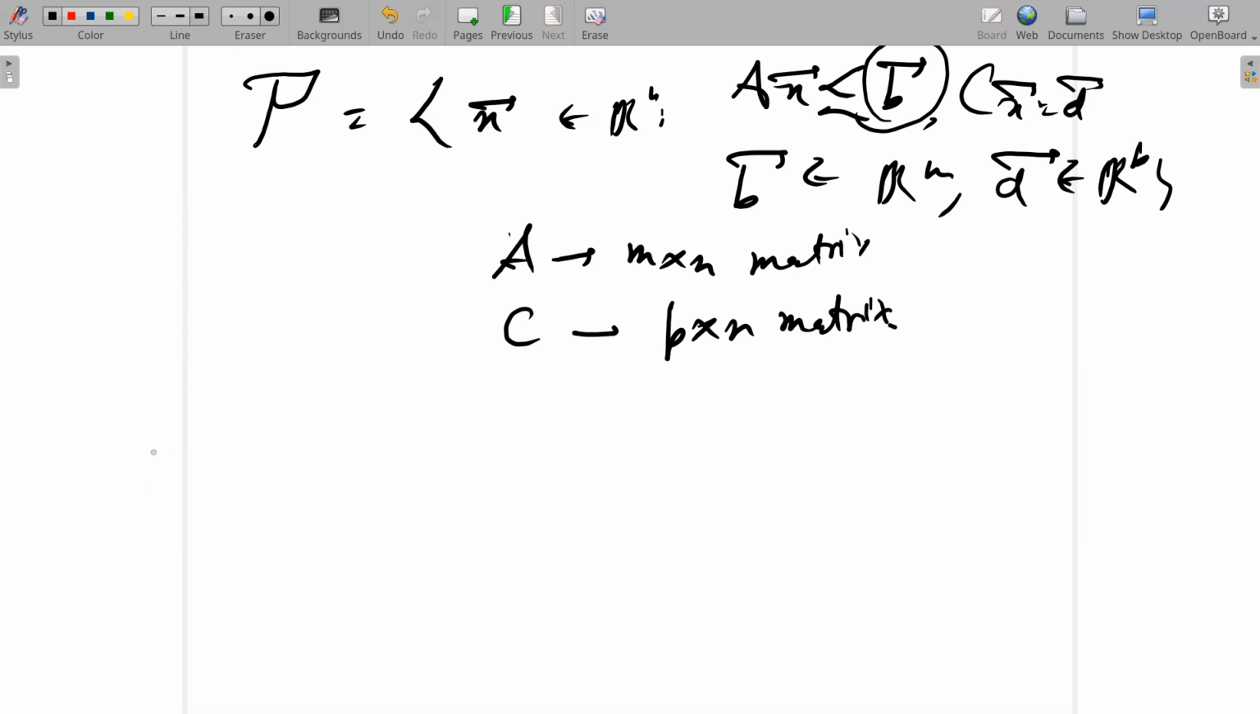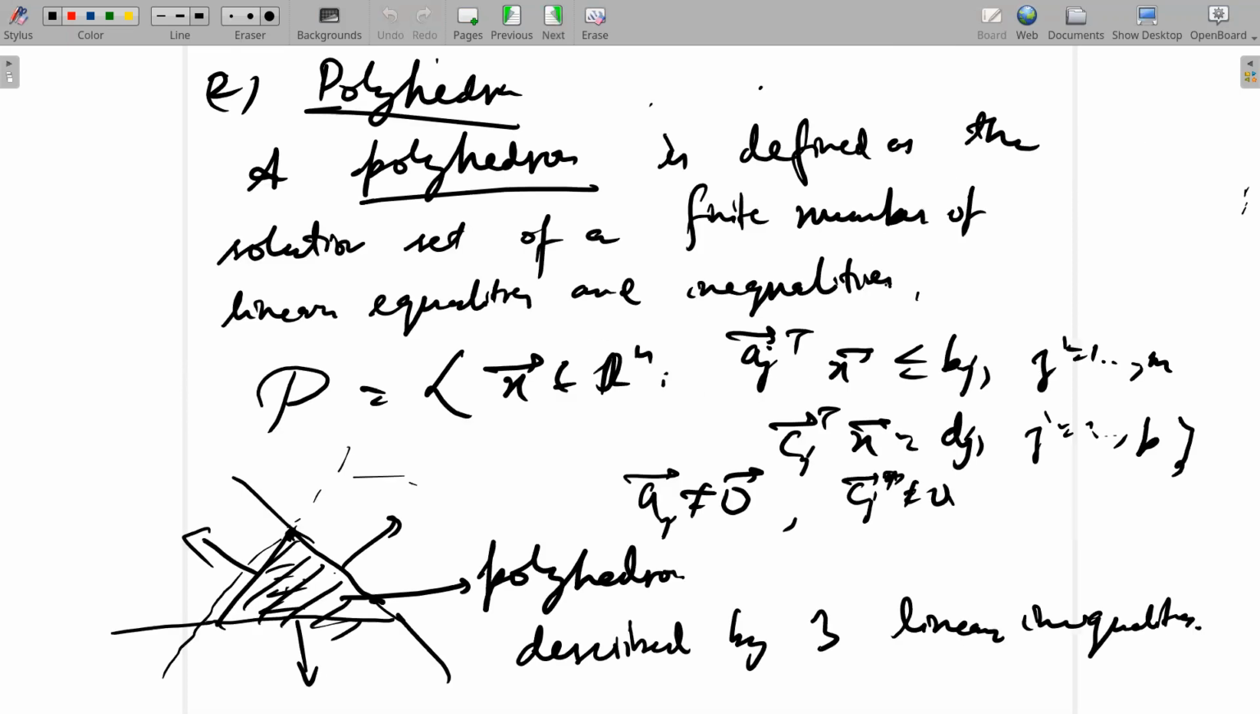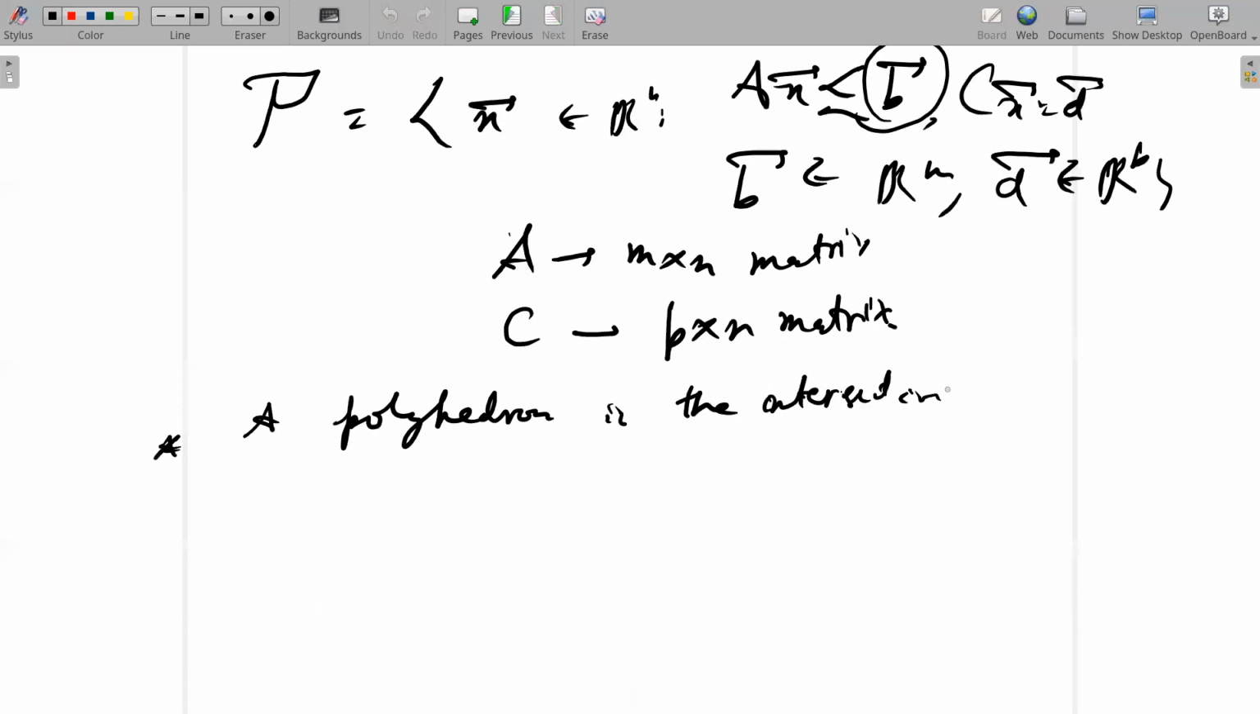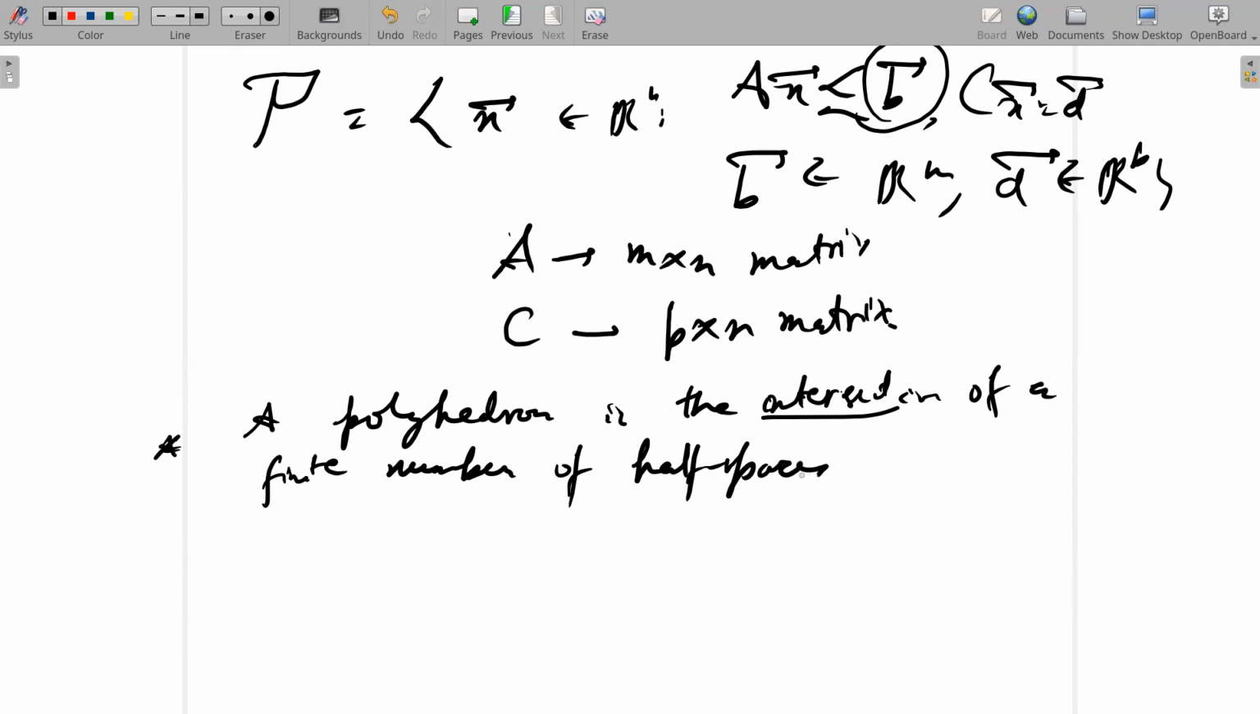So a few remarks about polyhedra. First, a polyhedron is the intersection of a finite number of half spaces and hyperplanes. Simply because the way it's defined is given by an AND operation, right? It has to satisfy this linear inequality and this linear equality. So it will be the intersection of a finite number of half spaces and hyperplanes.